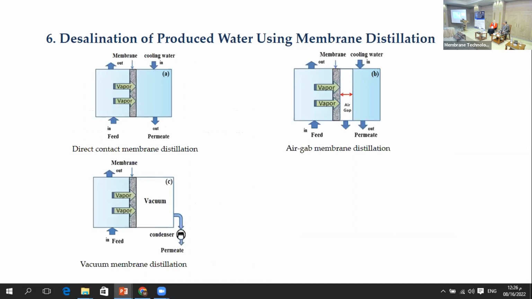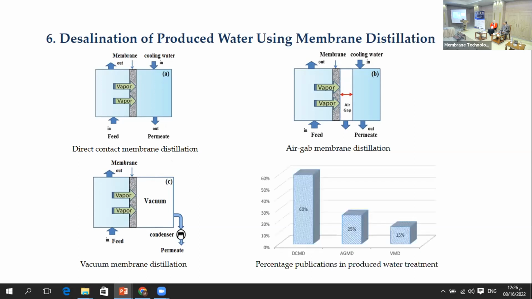As you can see, it has different configurations. Direct contact, in which the membranes are in direct contact with the feed and permeate. Of course, there is an air gap in between them, or there is a vacuum system to further draw the vapors. As per publications, direct contact distillation has the largest share, of course, because it is the simplest configuration, and it is much simpler to try new technology and new materials on the process.